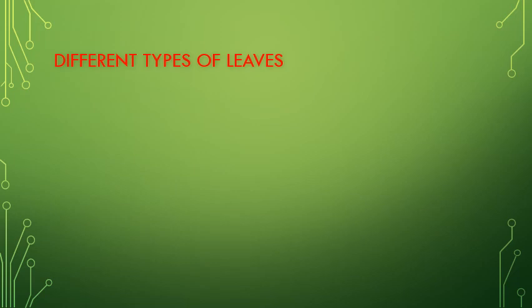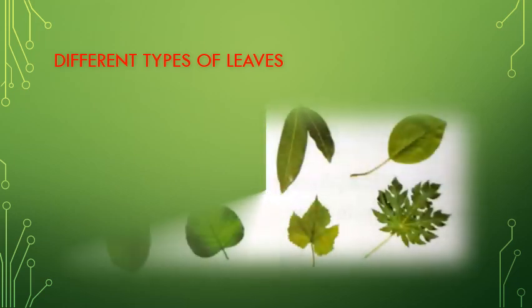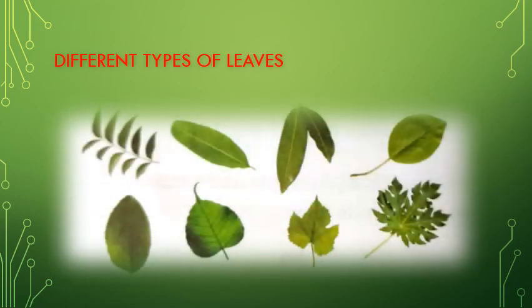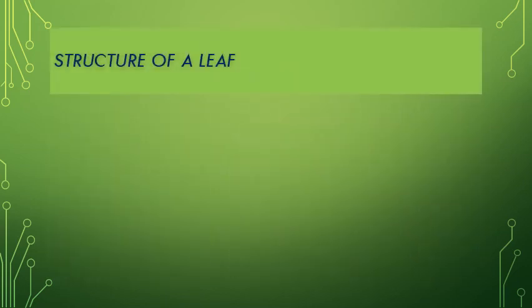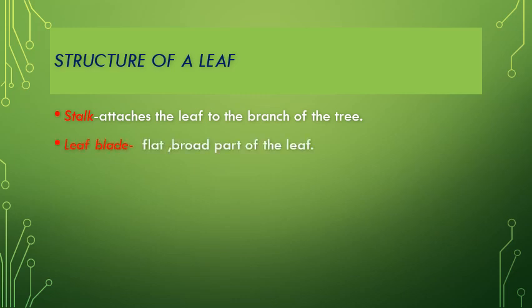Children, different plants have leaves of different shapes and sizes. You can see in this picture, there are different types of leaves. Let us study the parts of the leaf. Children, all leaves have some basic parts. Stalk. It attaches the leaf to the branch of the tree. Next, leaf blade. It is a flat and broad part of the leaf.